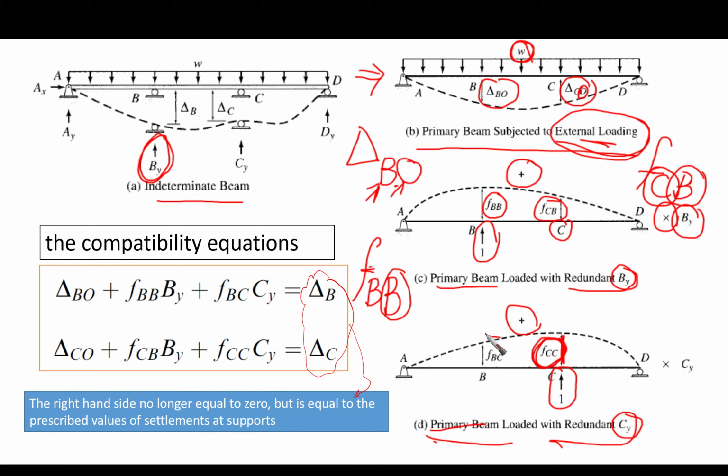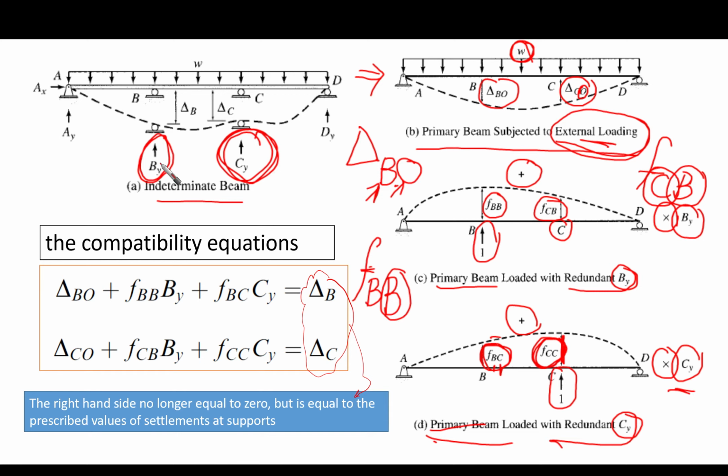And there is an additional type of displacement that is going to take place at point B, which means the displacement at point B due to unit load at point C. This system is going to be multiplied by exactly the redundant CY that we do not know, which is this one. So we're going to multiply it by CY.